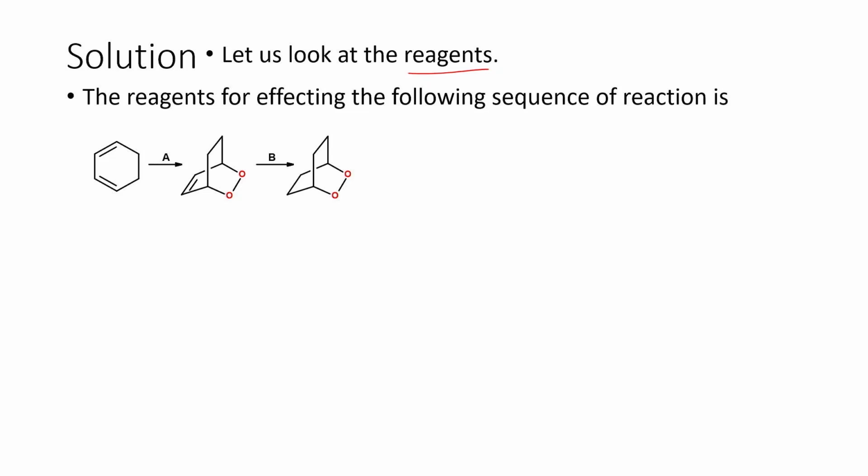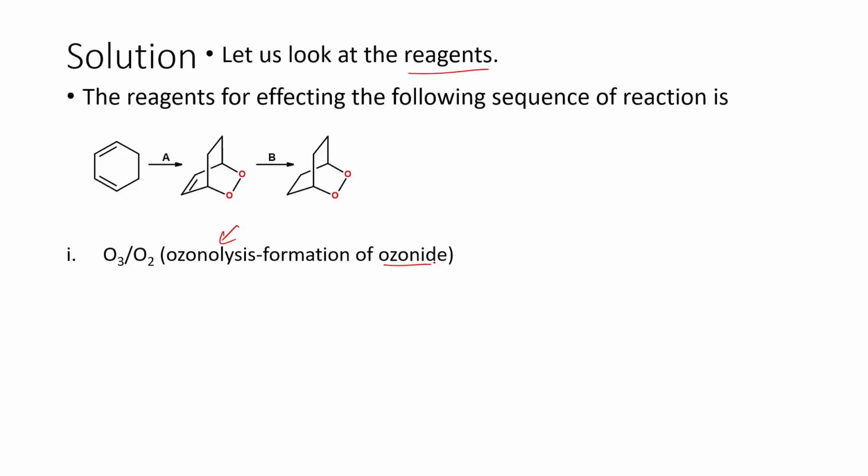So let us look at what the reagents will mainly do. O3, that is ozone, is mainly used for ozonolysis, that is formation of an ozonide. That is the main thing. The second reagent, either reducing or oxidizing conditions, cleaves that ozonide to give the dicarbonyl compound. Here we are only given ozone, that means we will be ending up only with the ozonide.